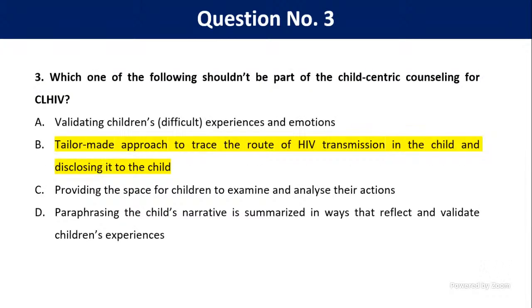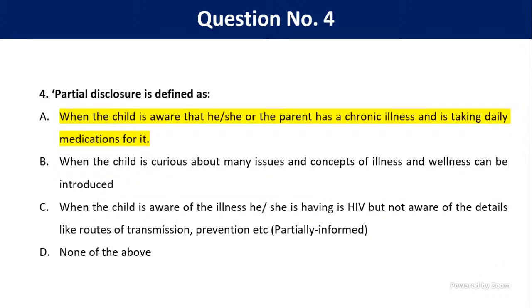Question number 3, which of the following shouldn't be a part of child-centric counseling for CLHIV? The answer is that a tailor-made approach to trace the root of HIV transmission in the child and disclosing it to the child shouldn't be part of child-centric counseling. What is partial disclosure? Partial disclosure is defined as when the child is aware that he or she or the parents have a chronic illness and is taking medications for it.